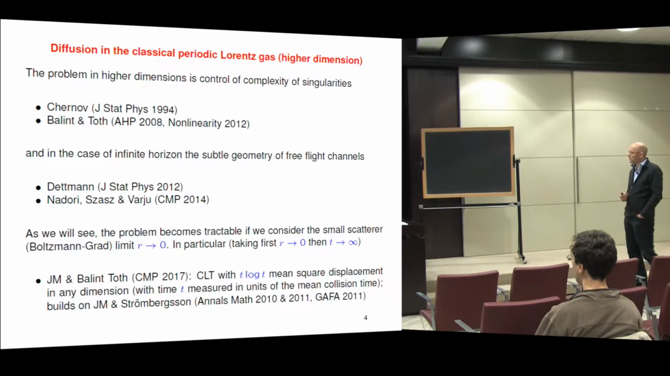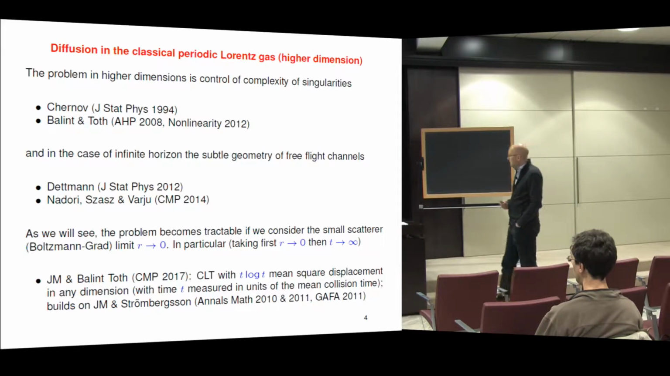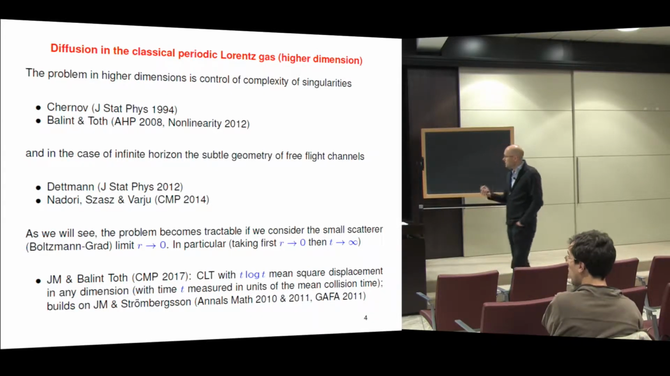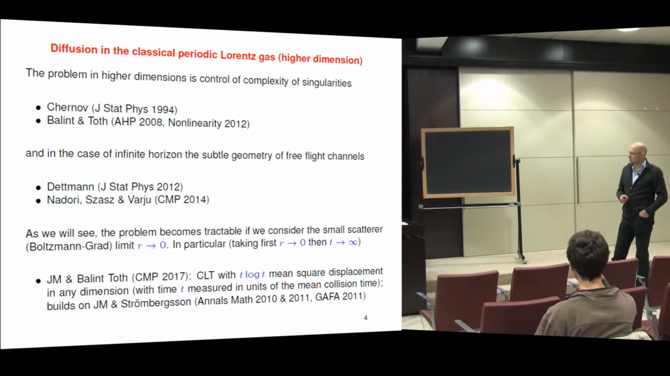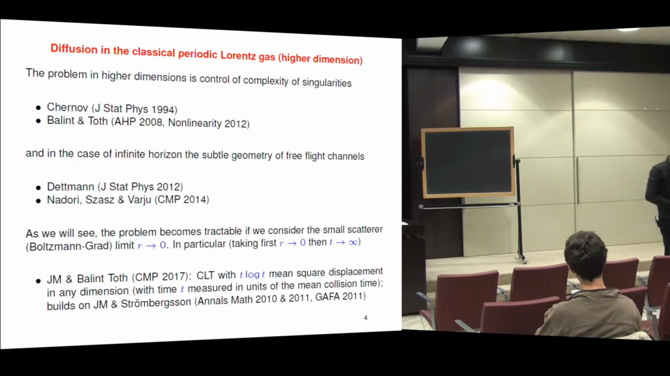The difficulty here is the control of growth of singularities in the flow, and you can look at papers by Chernov and Bálint and Tóth, who pointed out the sort of exponential proliferation of these singularities. Another problem in higher dimensions, in the infinite horizon case, is the existence or the subtle geometry of those channels. So in 2 dimensions, the channels are basically nice cylinders, but in higher dimensions they can be quite complicated.